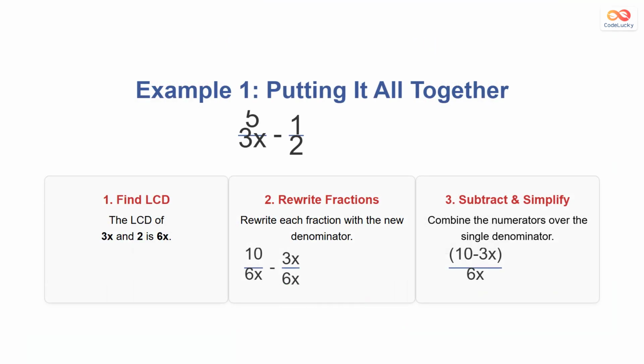Let's walk through a problem. Suppose we have 5 divided by 3x minus 1/2. First, we find the LCD of 3x and 2, which is 6x. Next, we rewrite each fraction so it has that denominator. The first fraction becomes 10 divided by 6x, and the second becomes 3x divided by 6x. Finally, we subtract the numerators, which gives us 10 minus 3x, all over our common denominator of 6x.